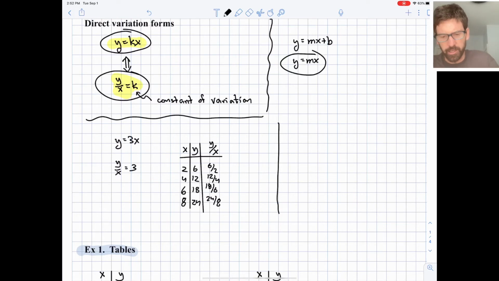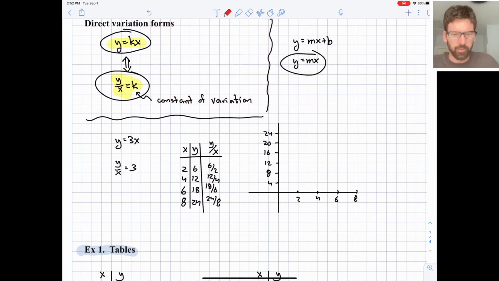We could even make a quick graph to model this, and let's say this is 2, 4, 6, and 8. And let's have this go up by 4s here: 4, 8, 12, 16, 20, 24. And so we could plot these points: over 2 and up 6, over 4 and up 12, over 6 and up 18, and over 8 and up 24. And we could draw a line between them, trying to go through those points.